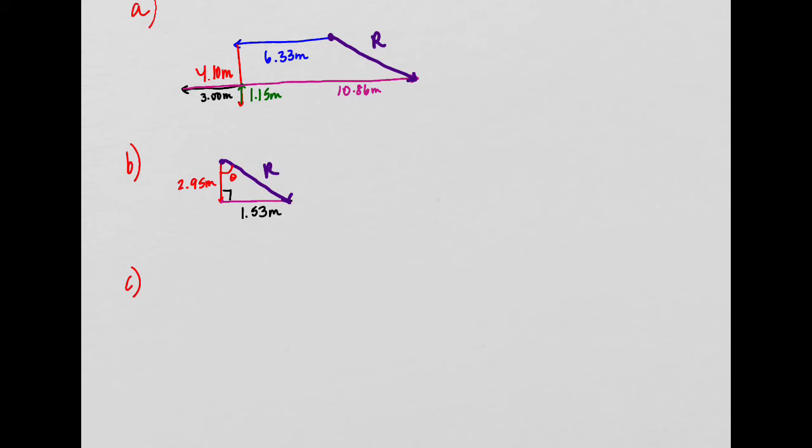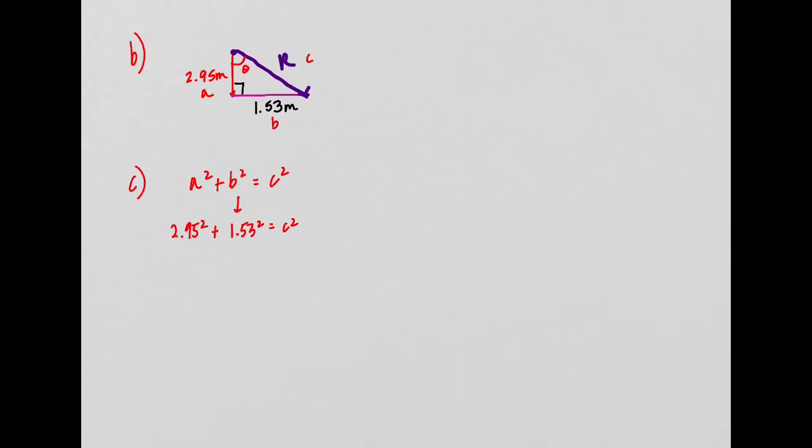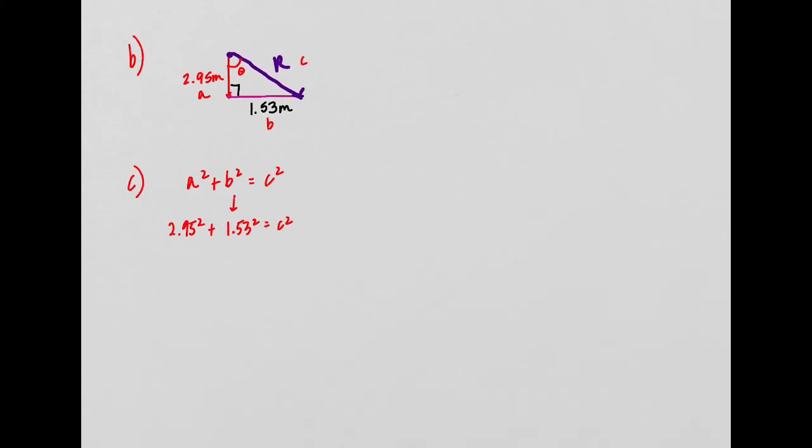Okay, so we are going to look at A, B, and C. We're going to use Pythagorean's theorem. A squared plus B squared equals C squared, which is this, and we plug our values in for A and B and put that into the calculator. We get 11 equals C squared. When we take the square root of both sides, we get that C equals 3.3. All right, so our magnitude of our resultant here is 3.3.